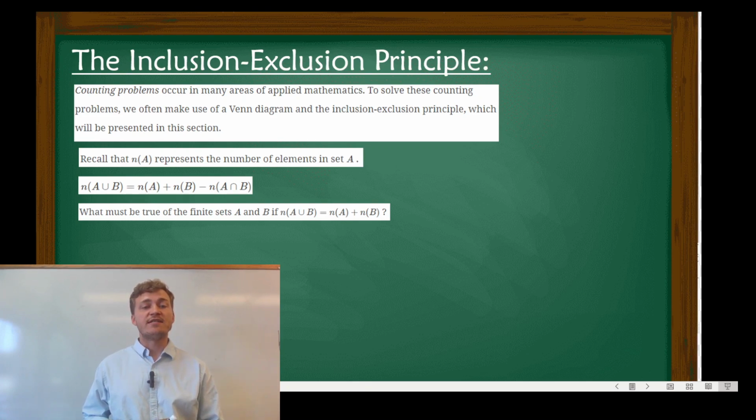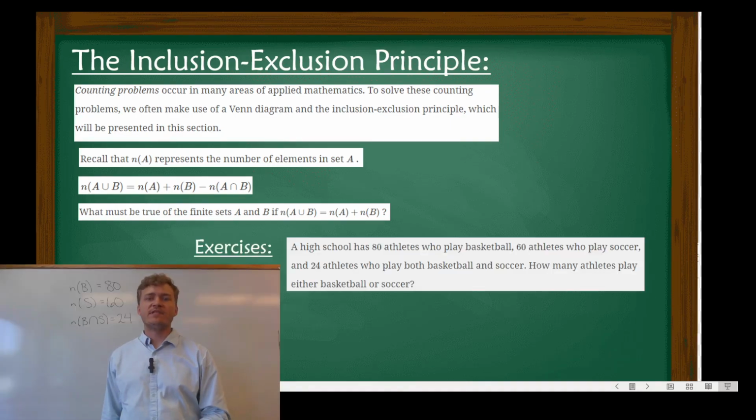If the 2 sets happen to overlap, in other words, there is an intersection, well, this means that you must subtract out however many are in the intersection because that number is included for both N of A and N of B. We have an example here that helps us understand the inclusion-exclusion principle a little bit better.